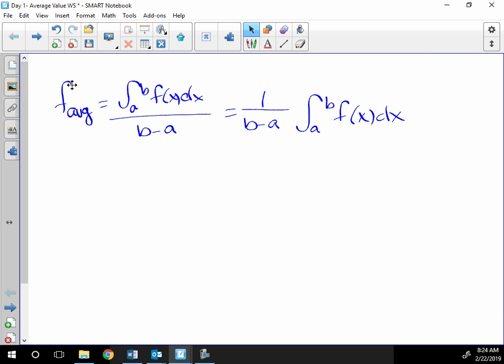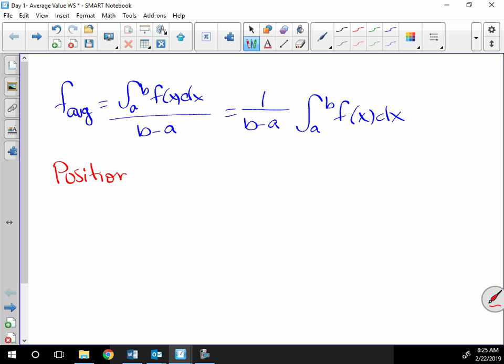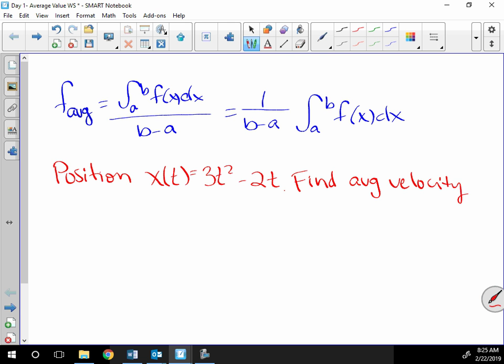I like to think of this in terms of our position and velocity functions. So you don't have to write this down. If you want, you can add it at the top of the paper, but this just helps you understand why we're doing what we're doing here. So suppose that we have position x of t equal to 3t squared minus 2t, and you are asked to find the average velocity on the interval from 2 to 4.